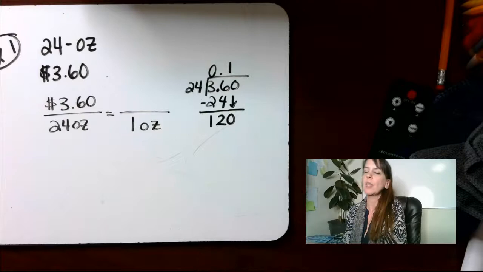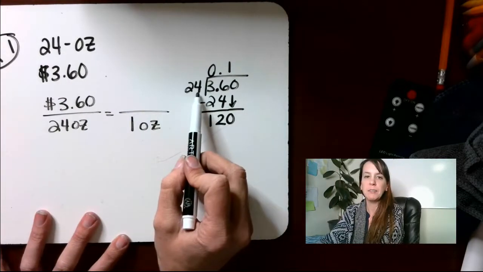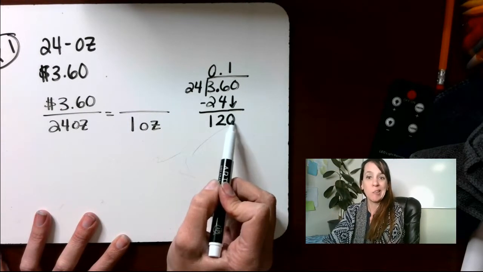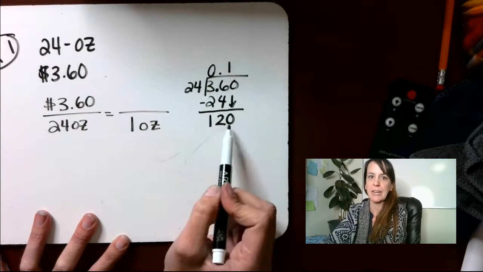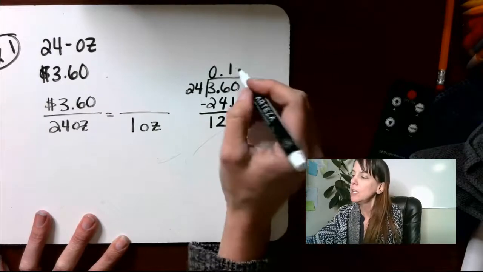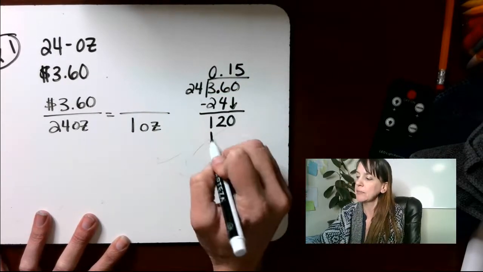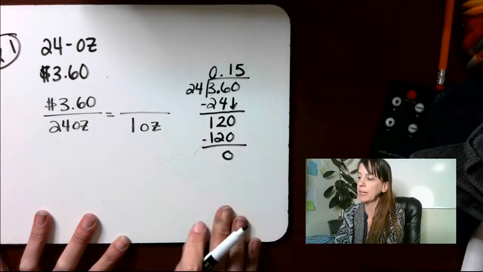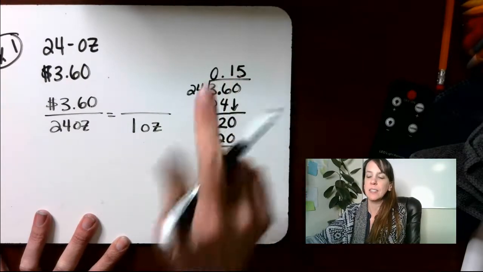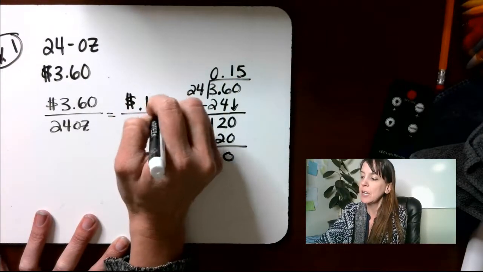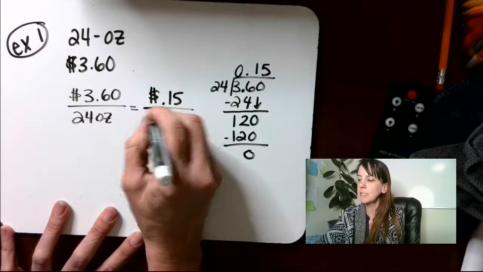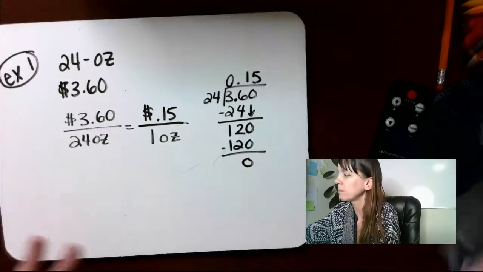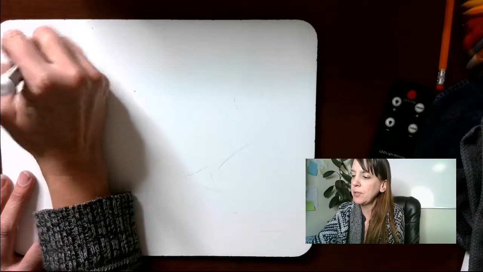Okay, so here's what I was thinking. Half of 24 is 12 with a 0, so half. So if I multiplied this by 10, it would be 240. If I cut it in half, I'd get 120. So that's 5, right? So 5 times 24 gives me 120 without a remainder. So this is 0.15, right? $0.15. That's 15 cents, right? So this is 15 cents per, remember per means division, 1 ounce. Per 1 ounce.